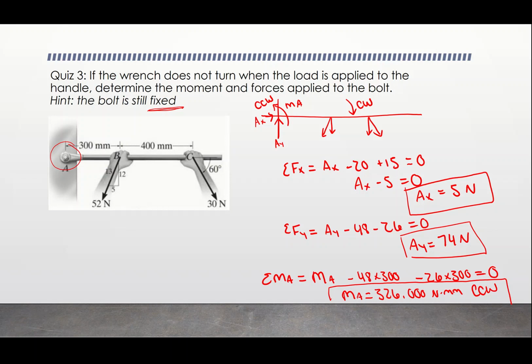That would have gotten you 100% on the quiz. This was the main tricky part, adding that MA when it's a fixed support. We have 3 components, one in the Y, one in the X, and then a moment.